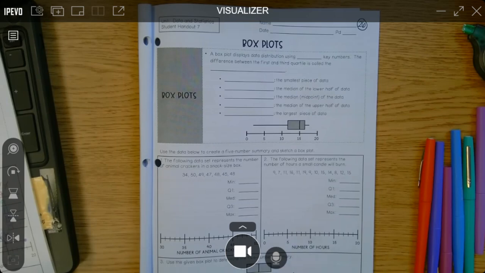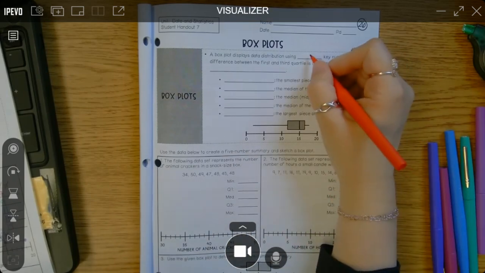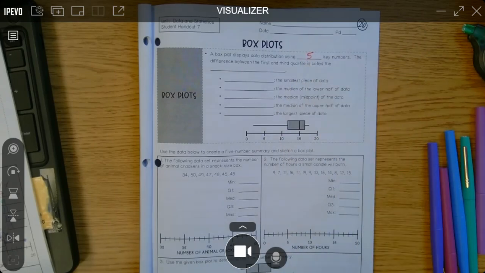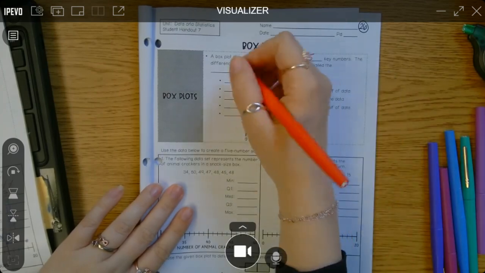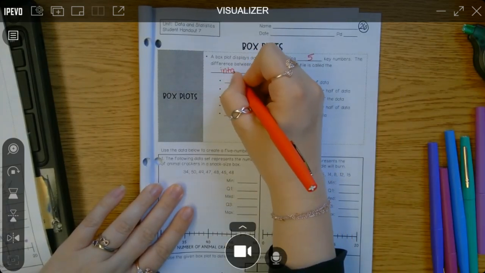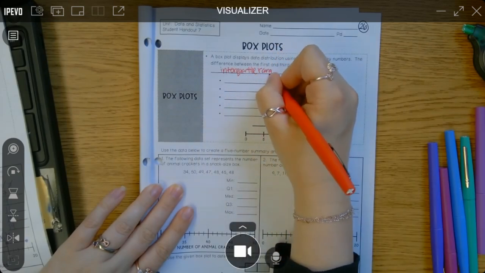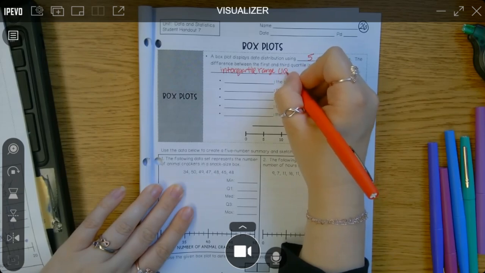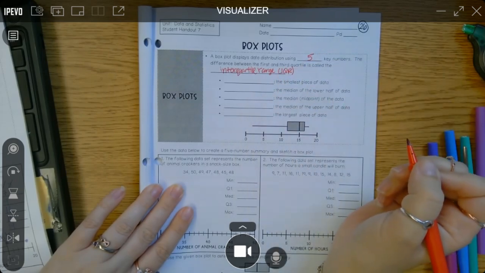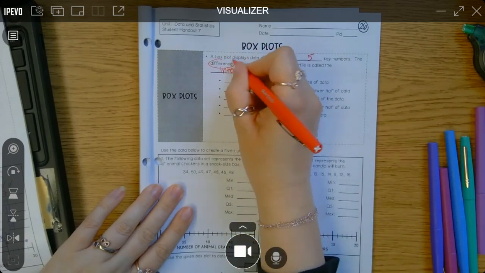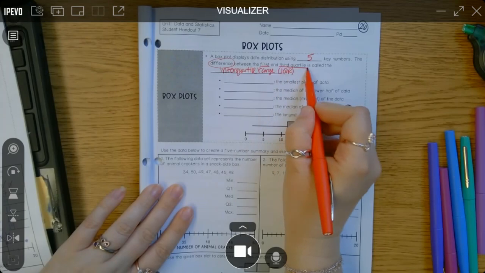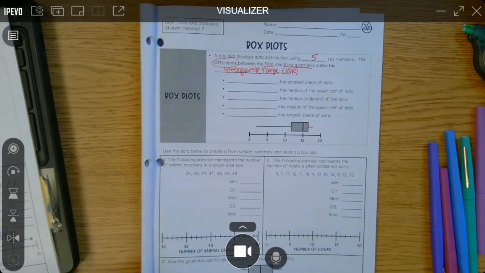First off, let's see the key 5 numbers that we need in order to make this box plot or box and whisker plot. And also, one thing they're going to talk about is the interquartile range, which you might see referred to as the IQR. If you're ever asked to find the IQR, that's where you find the difference between the first and third quartile. And you're like, what's the first and third quartile? Let me show you.